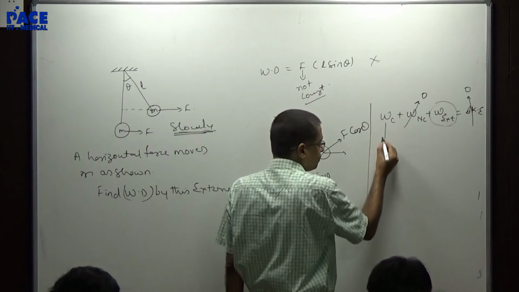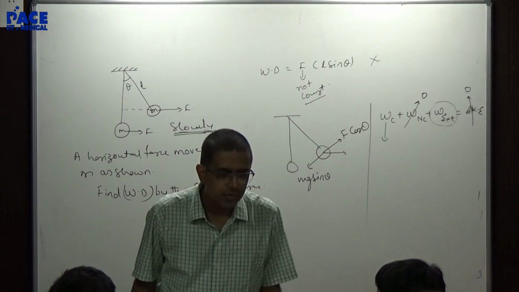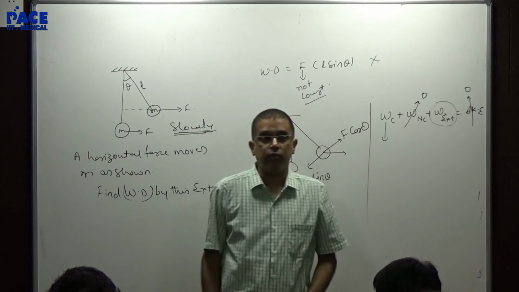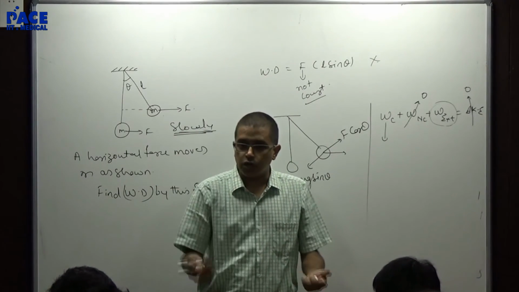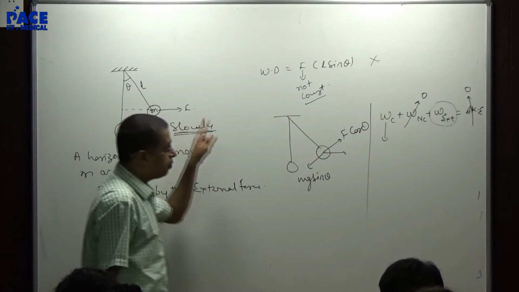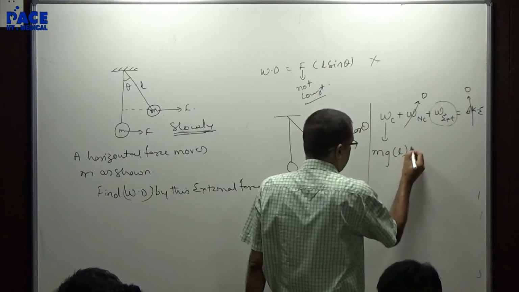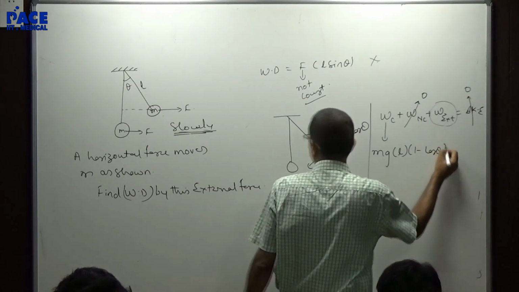But I can do one thing. I can calculate the work done by conservative. Why can you calculate? How can you calculate the work done by conservative? mg is a constant force. F may not be a constant force, but mg is a constant force. This will be mg into L into 1 minus cos theta.